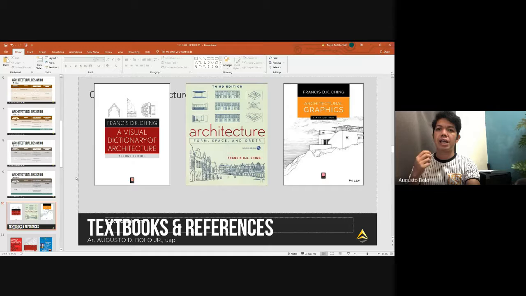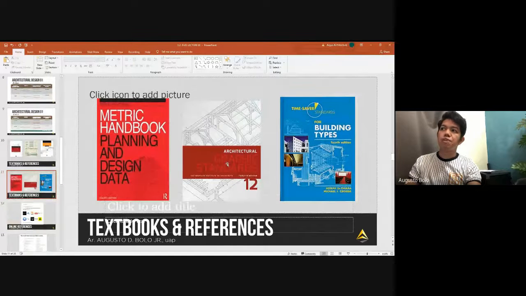In the meantime, even though we're still first year, it's important that we already have these, because you will be using them even when you're already an architect. I myself have this Visual Dictionary. Next is Architectural Graphics, also by Francis D. Ching. You can have it. Architectural Graphic Standards in the middle. Time-Saver Standards for Building Types on the right, the blue one. And the red one is the Metric Handbook: Planning and Design Data. That one is optional.